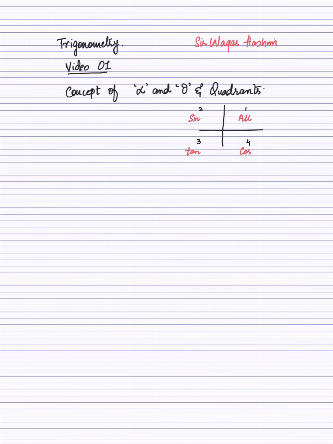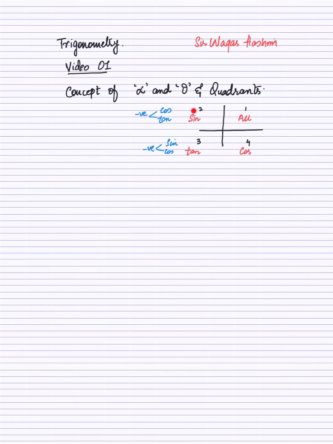If I am saying that sine is positive in the second quadrant, that means cos and tan both are negative in the second quadrant. If I'm saying that in the third quadrant tan is positive, that means sine and cos both are negative in the third quadrant. And similarly for the fourth quadrant, if cos is positive, that means sine and tan are negative in the fourth quadrant. So whatever function I am writing in each quadrant, that means this function specifically in this quadrant is positive and all the other functions are negative.